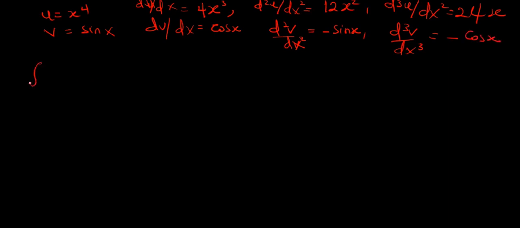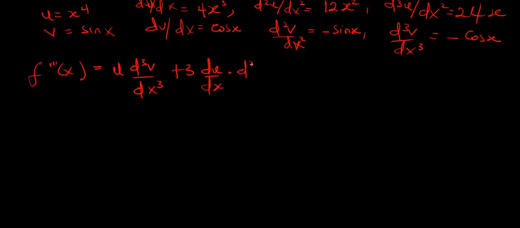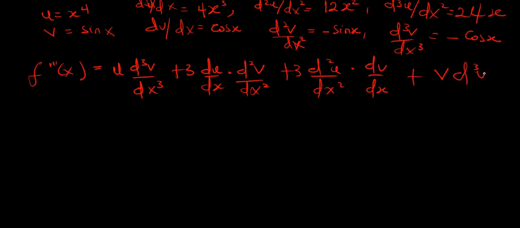Okay. So having this, our f''' of x was expanded to be u d³v over dx³ plus 3 multiplying du over dx multiplying d²v over dx² plus 3 multiplying d²u over dx² multiplying dv over dx plus v d³u over dx³. So we just do our substitution and we are good to go.